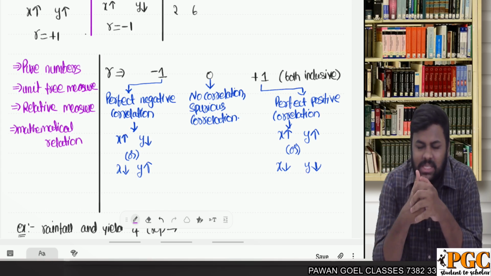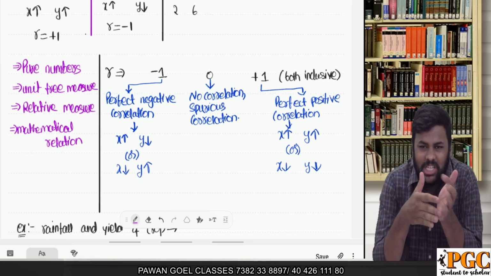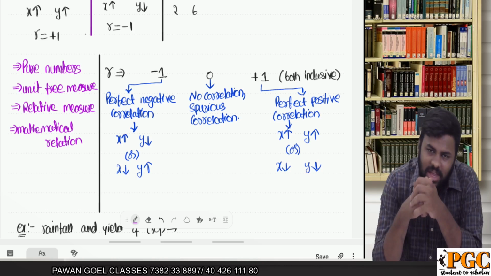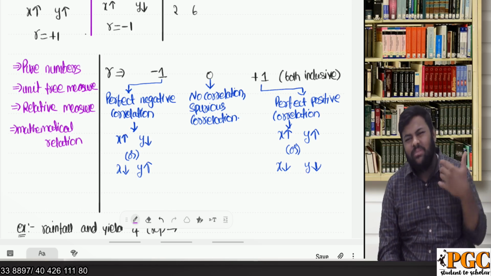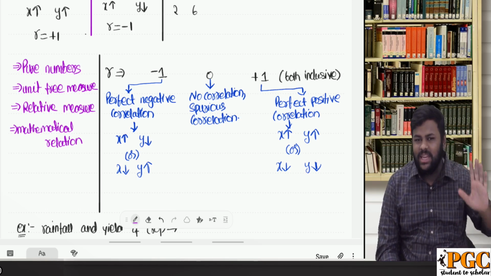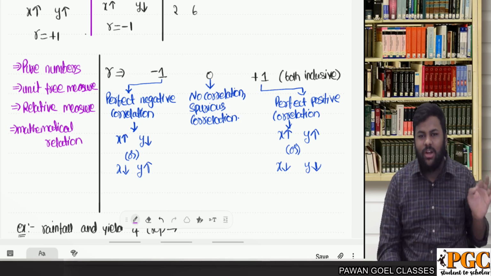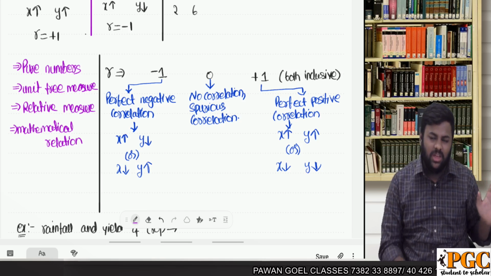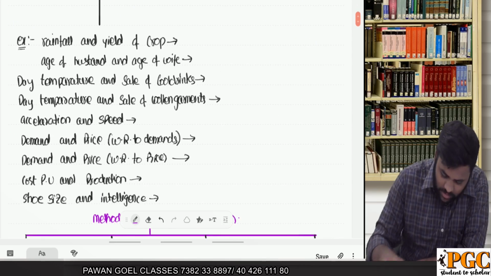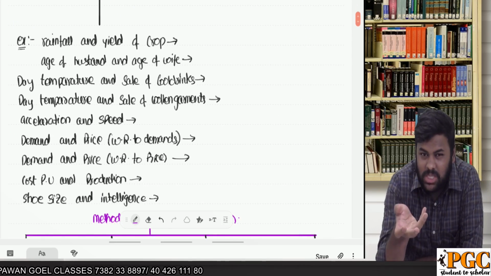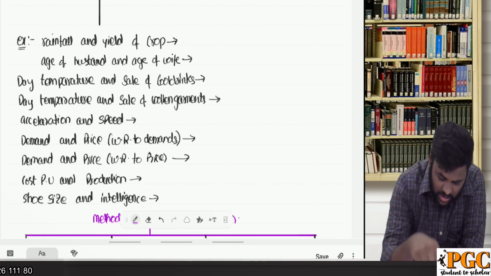In the next instance, we have linear correlation and curvilinear correlation. Linear correlation means if x and y are moving in the same ratio, we call it linear correlation. If x and y are moving in a different ratio, we call it curvilinear correlation. So I hope the basic point is clear, my dear friends. Now, we have some examples here. We are supposed to decide whether the correlation is positive or negative.